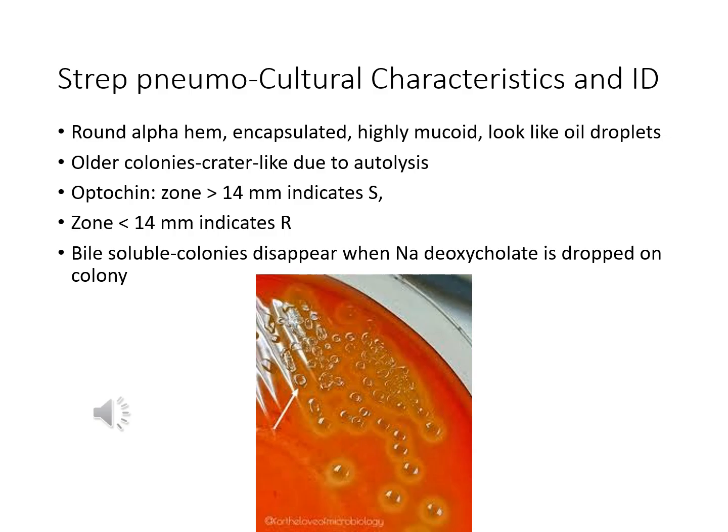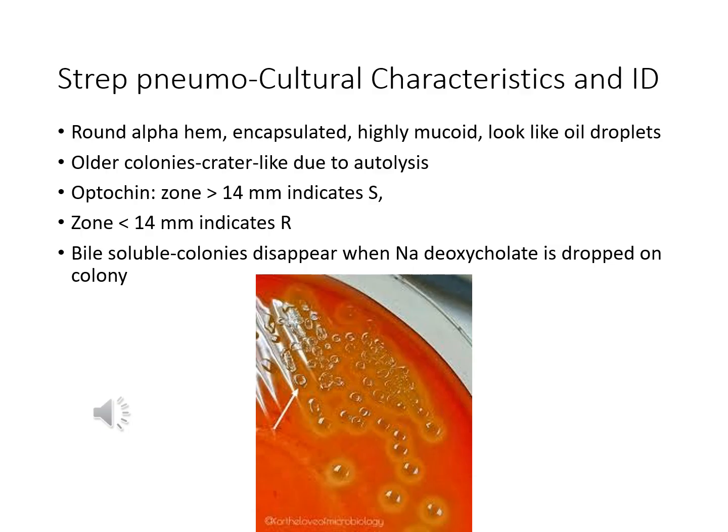Strep pneumo, like we mentioned earlier, is encapsulated, so that gives us that mucoid or moist-looking colony. Some textbooks may say that it looks like oil droplets, and the older colonies, once again, will look like a crater or donut, and that is due to the autolysis. So if you look at the picture on the slide, you can kind of see the colonies towards the top. You can kind of see where it indents into the middle, and that's what I'm saying when I talk about how it looks like a donut.